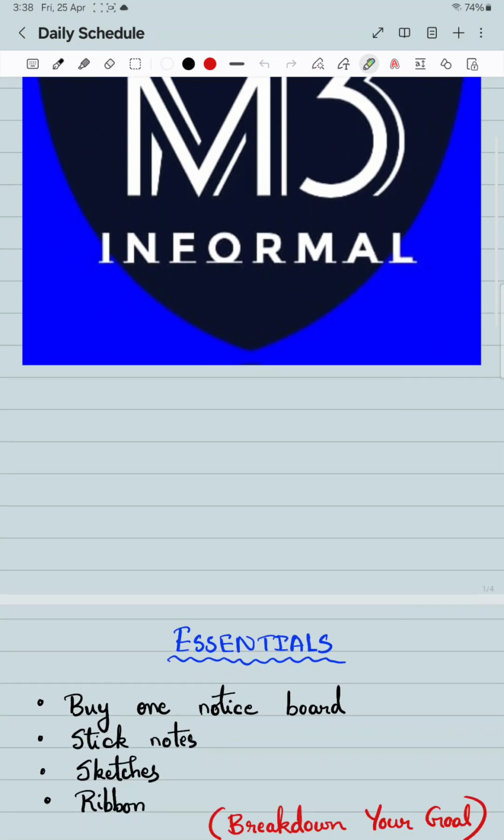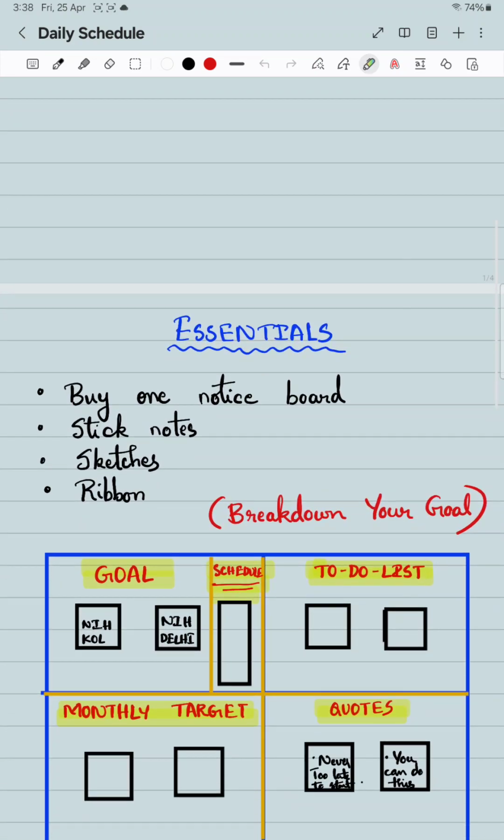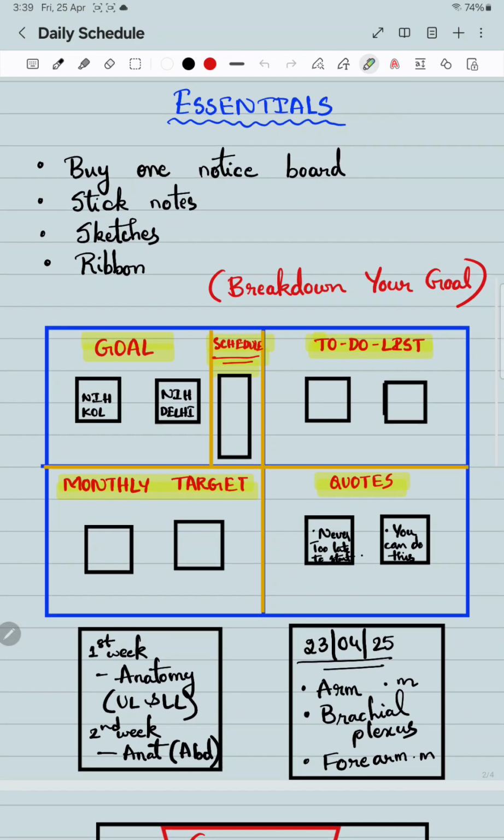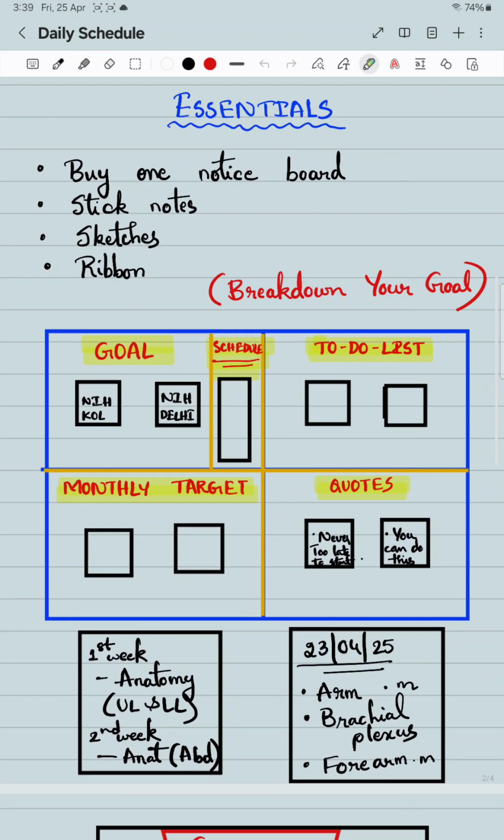First of all, what are the essentials you have to buy? You have to get a good notice board, which doesn't even cost 1000 if you get a bigger one also, and get a bunch of colored sticky notes, buy various sketch pens, and also ribbons to partition your notice board. So this was my notice board during my preparation.